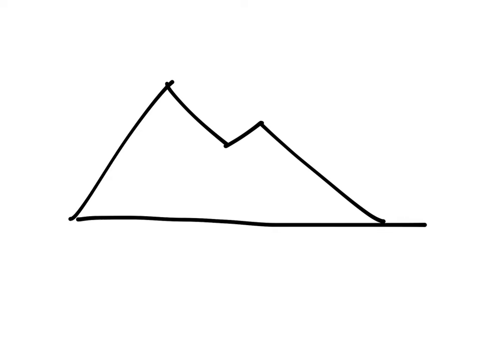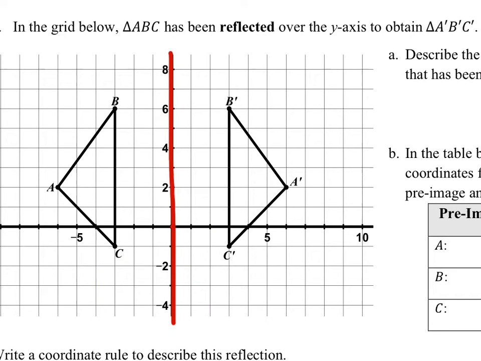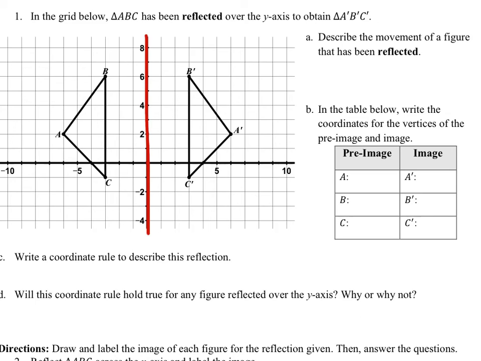And it wouldn't matter if we were looking downwards as well. For example, some of you really like old Bob Ross, the painter. He'll put some mountains over here, and then when he does it in the water, if this was a bunch of water right here, he would have the same mountain, but upside down like this. So it's the same way with reflections, whether it's up or down, or like the previous example, right or left. That brings us back to this example. Describe the movement of a figure that has been reflected. It's just been turned around or flipped.